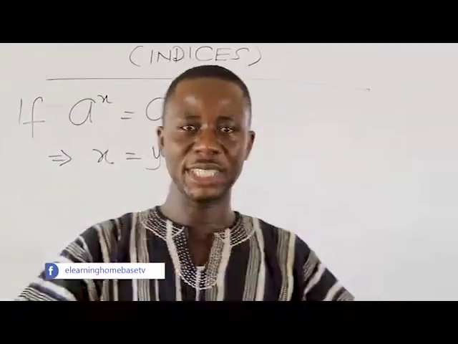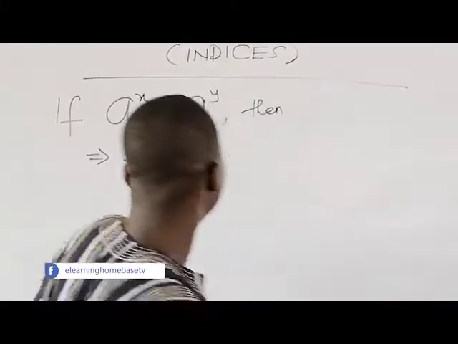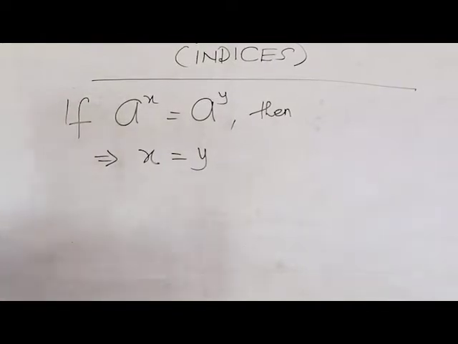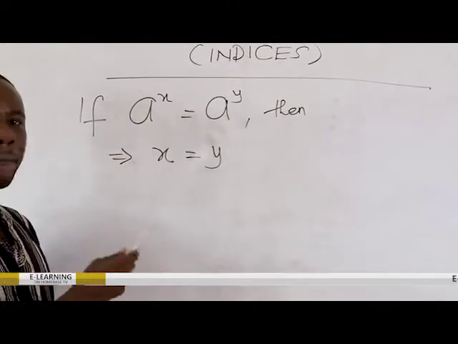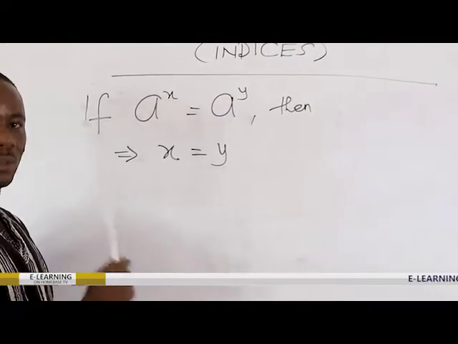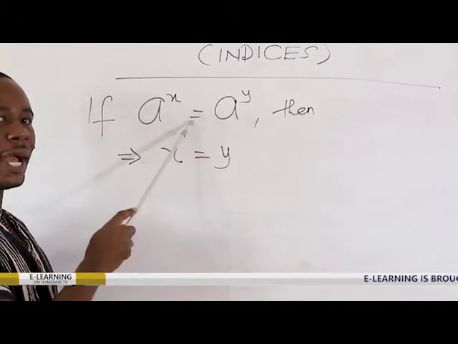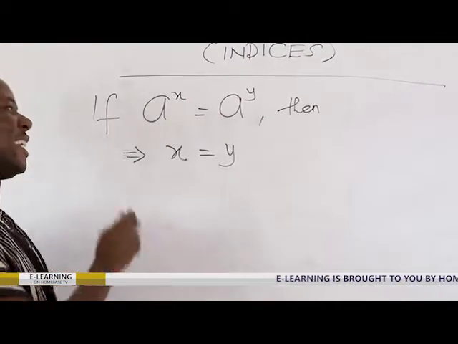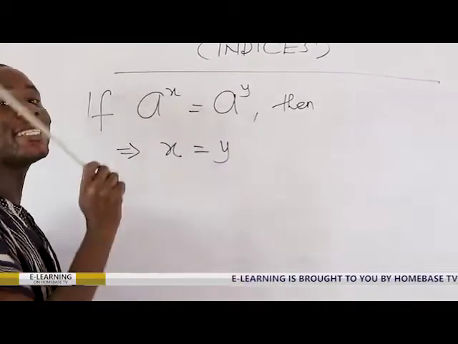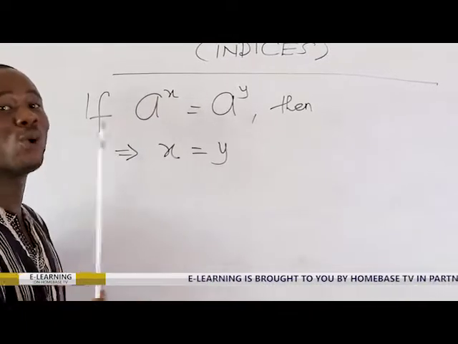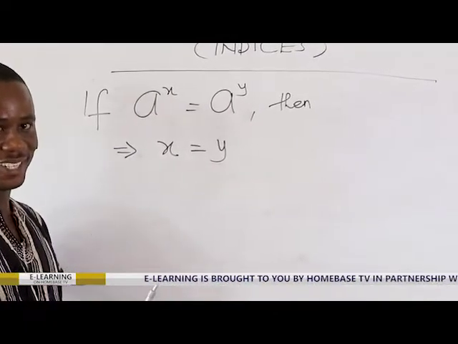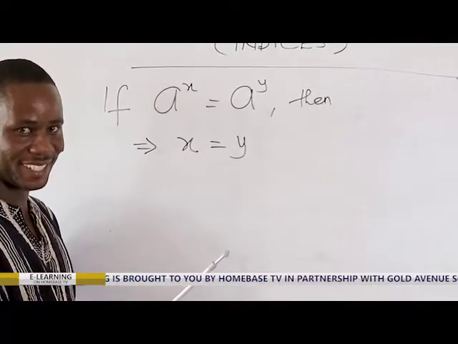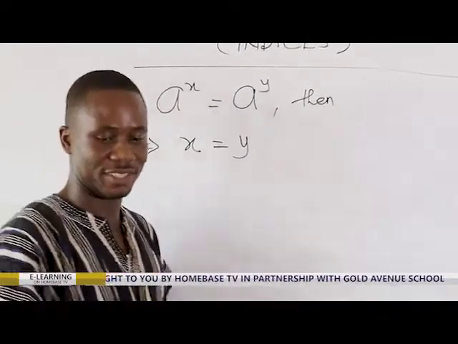Now, exponential equation is based on this rule or principle. Whenever you have numbers expressed in exponential form and there's an equal sign between them, pay attention. If the bases are the same, just equate the exponents. Let's look at the application of this.